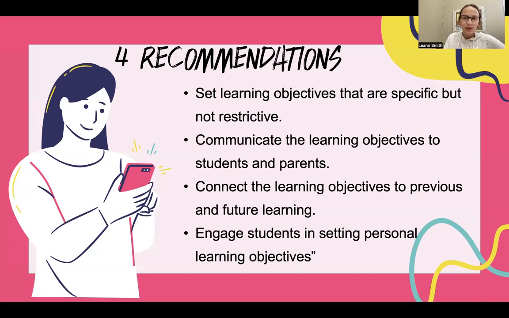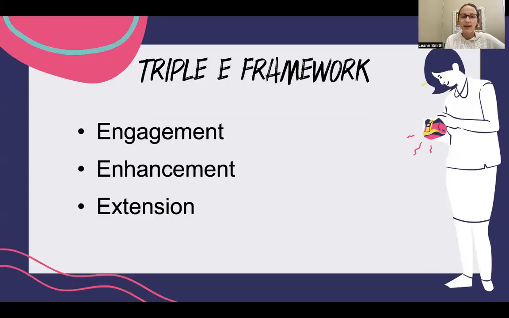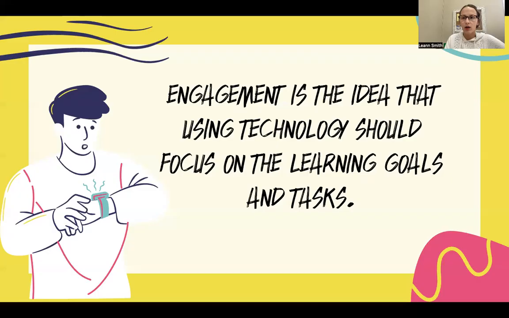Next, Kolb discusses in his book a triple E framework for technology. And these triple E's are engagement, enhancement, and extension. So we're going to talk about each of these and how they can help us choose technology in our classroom. So first, we're going to talk about engagement. So engagement is the idea that using technology should focus on the learning goals and tasks. And that's exactly what we've been talking about.